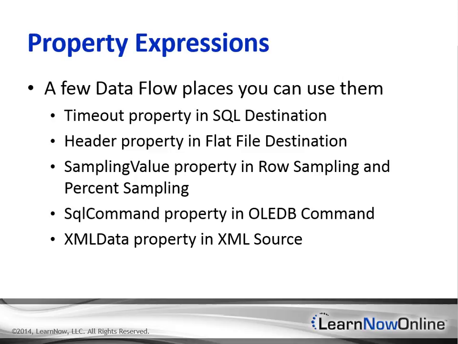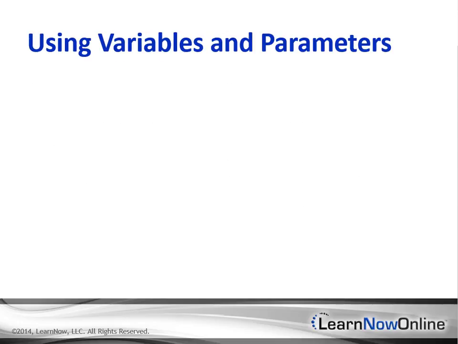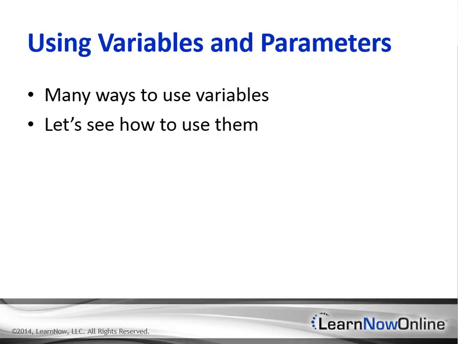And in the example that I'm going to show you shortly, I'm actually going to use the sampling value property to dynamically set the number of rows that are returned from a table and exported. Now, as you can probably imagine, there are many ways to use variables and parameters in a package, ranging from the mundane to the clever and complex. So what I'm going to do now is show you a simple but comprehensive example of how to make use of variables and parameters.